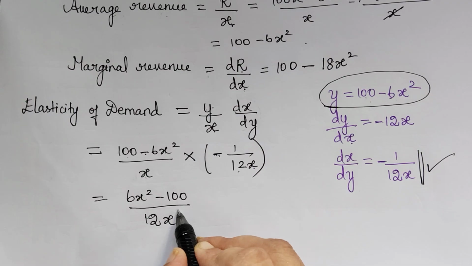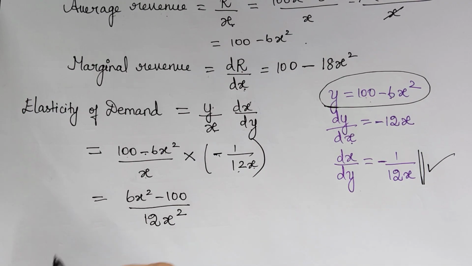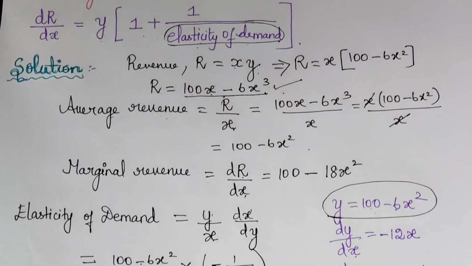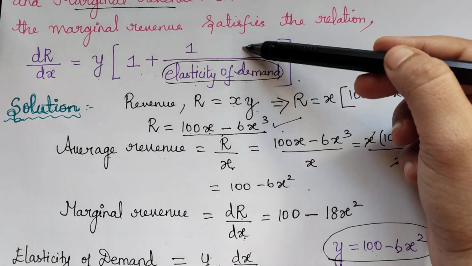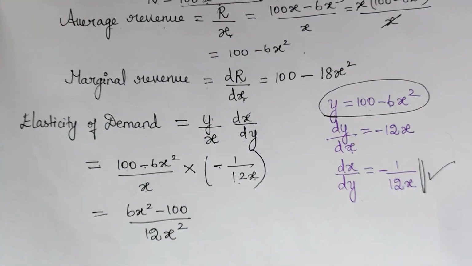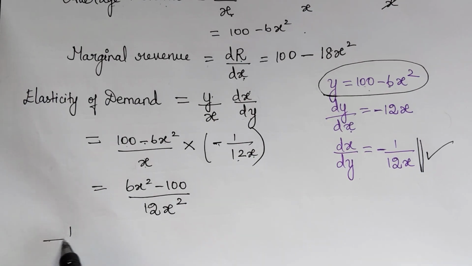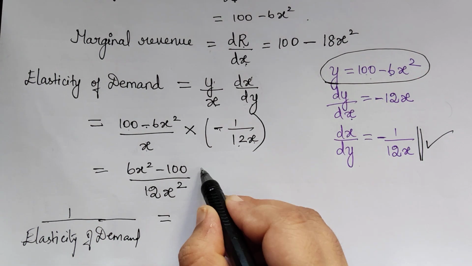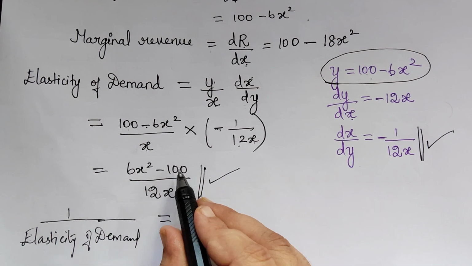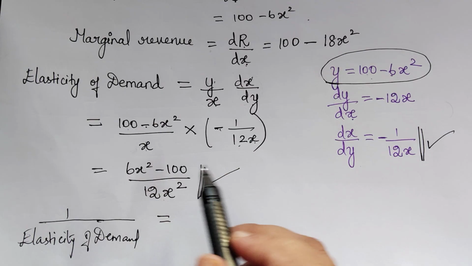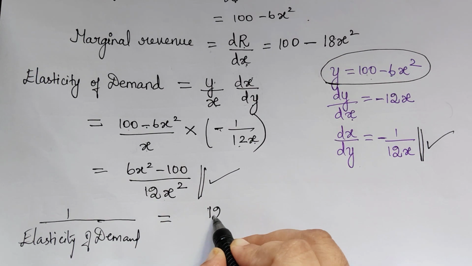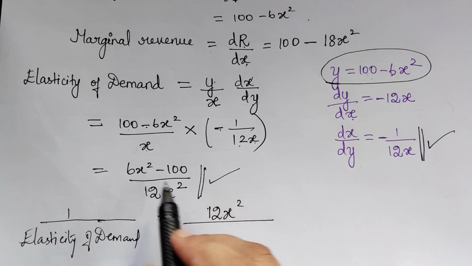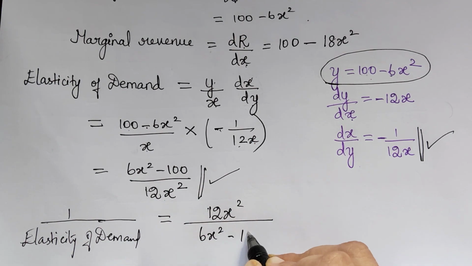X multiplied with x gives us x square. So this is our elasticity of demand. But actually we need the reciprocal of the elasticity of demand in order to substitute over here. So what will be the reciprocal of elasticity of demand? That is 1 by elasticity of demand. The numerator becomes the denominator and the denominator becomes the numerator. So 12x square comes to the numerator divided by 6x square minus 100.